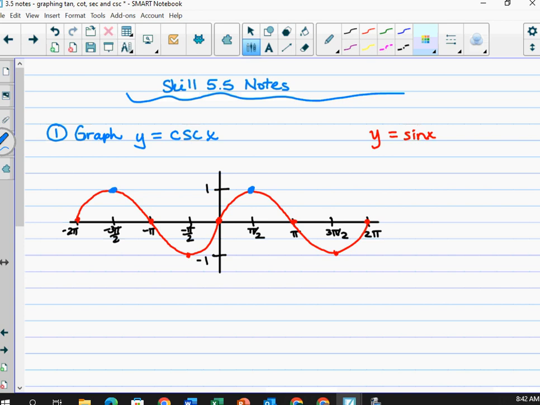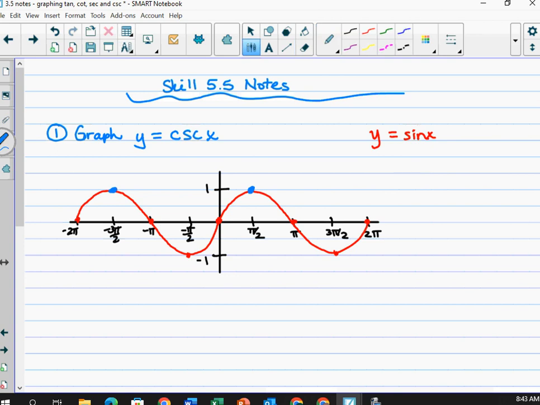Wait, hold on. Pause. One more time. Please explain that again. Okay, what is the reciprocal of 1? One. Okay, so where sine equals 1, sine of pi over 2 is 1. What is the cosecant of pi over 2? 1. Okay, we're talking about y. There we go.